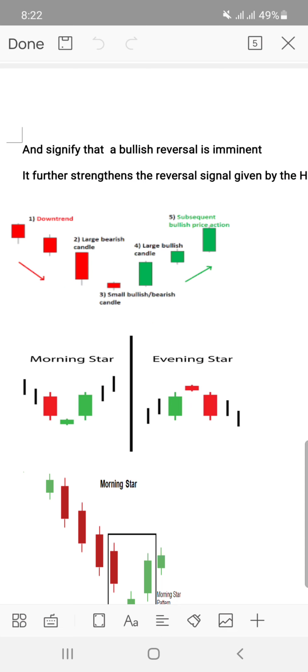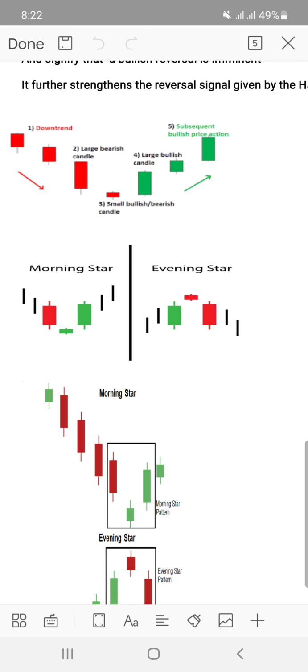You understand? See, this is the same thing I explained. A bearish candle, a candle in the middle. It doesn't matter whether it's red or green in color. All that matters is there's a bearish candle, a doji or hammer in the middle, and a bullish candle. Once you notice this, it's a buy, a morning star.